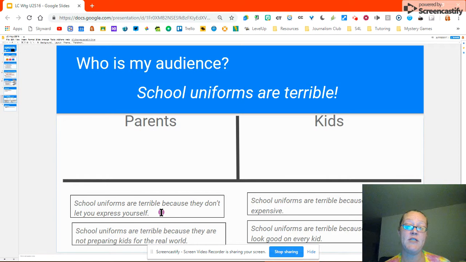School uniforms are terrible because they don't let you express yourself. School uniforms are terrible because they are not preparing kids for the real world. School uniforms are terrible because they are expensive, and school uniforms are terrible because they don't look good on every kid. Now, depending on who I was planning on reading my essay, I would use different reasons.